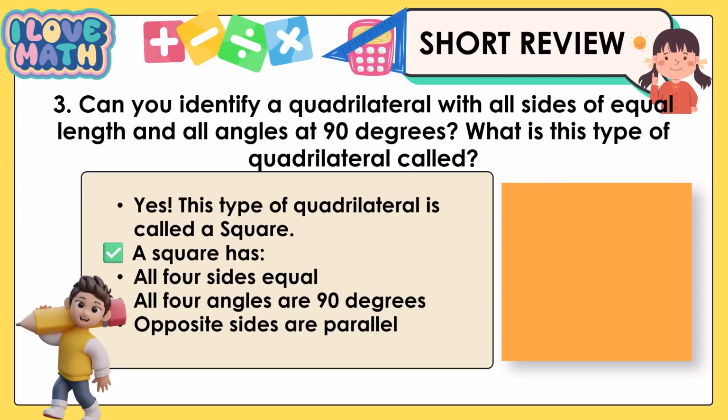Number 3, can you identify a quadrilateral with all sides of equal length and all angles at 90 degrees? What is this type of quadrilateral called? Answer, yes, this type of quadrilateral is called a square. A square has all 4 sides equal. All 4 angles are 90 degrees. Opposite sides are parallel.